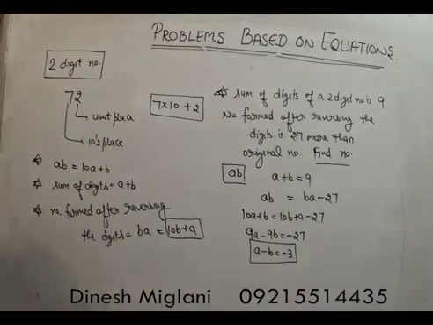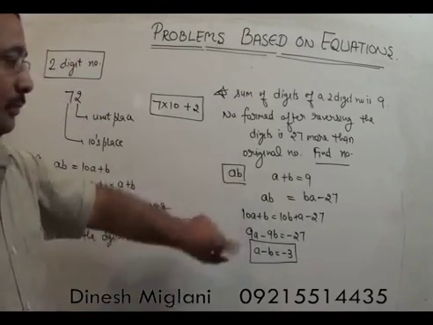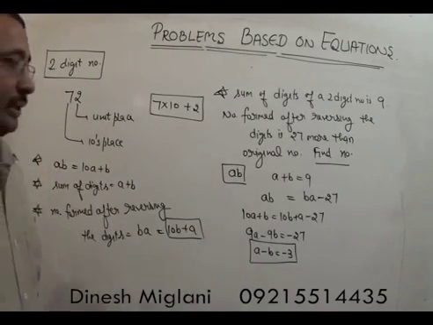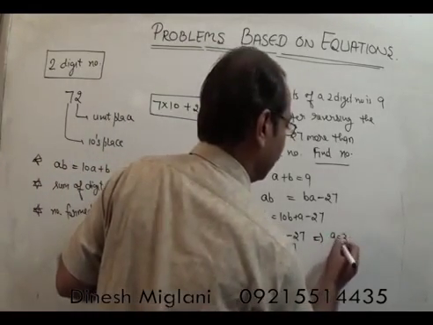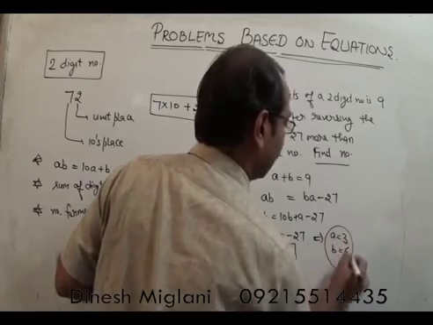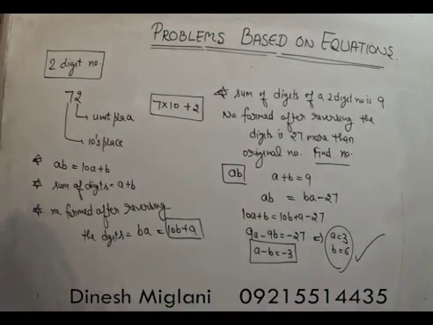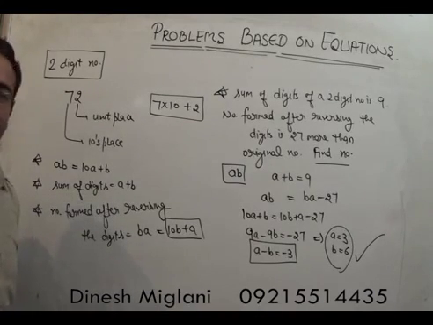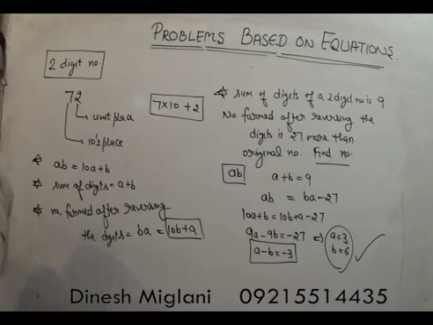First one is A plus B equal to 9. Second one is A minus B equal to minus 3. Add both, B will be cancelled out. So 2A is equal to 6. It means A equals 3, and if A is equal to 3, then B is equal to 6. So my number was 36.